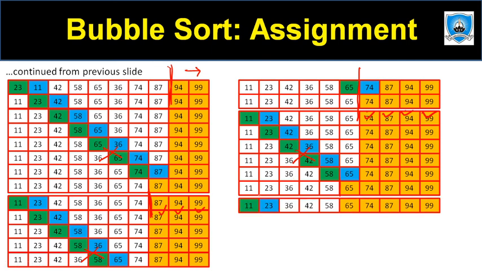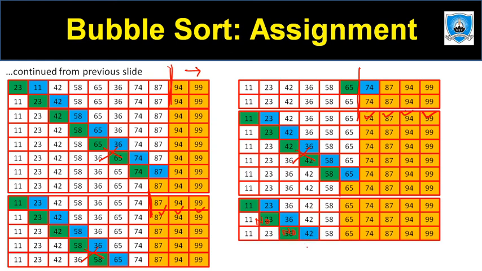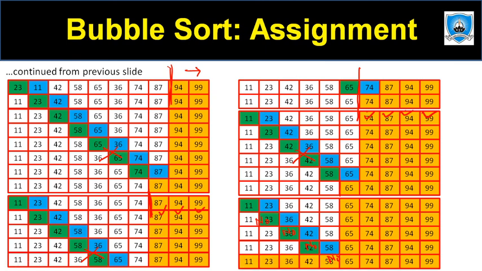So now check, 11 greater than 23, no. Then 23 greater than 36, no. 36 greater than 42, no. And 42 greater than 58, no. That means there is not a single swap. So if this is the case, we can use that flag logic, and now we can declare the entire array as a sorted array. So this is the complete tracing of a particular list of values using bubble sort.